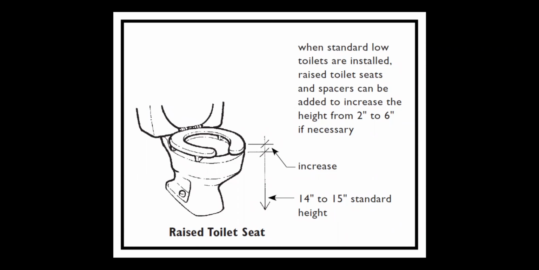As we've seen, the 17 to 19 inch seat height requirement is pretty consistent across the standards. There is some variation in the exceptions. So that covers water closet seat height requirements.